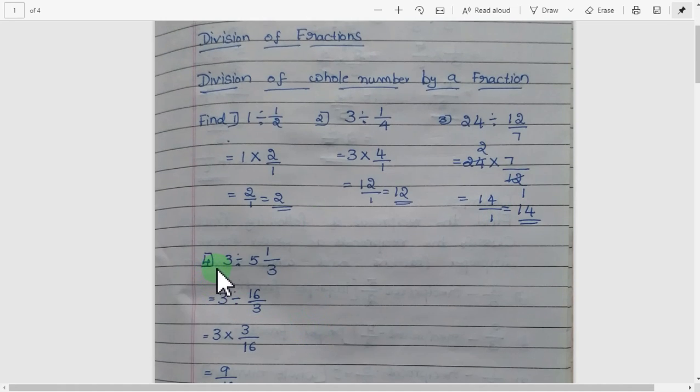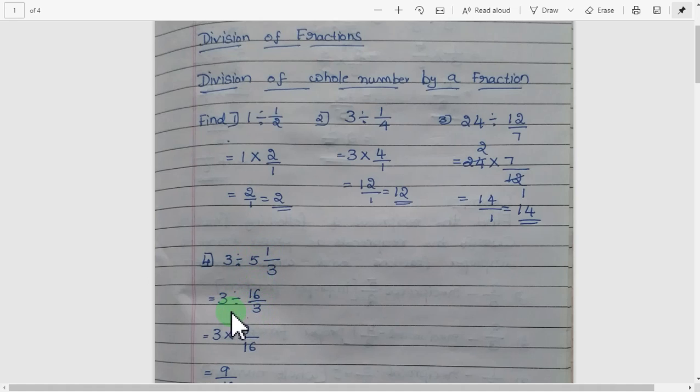Fourth example, 3 divided by 5 1 by 3. Now here it is a mixed fraction. Always when you get a mixed fraction, convert that into an improper fraction. Now here division remains division only, because in this step we are converting the mixed fraction into an improper fraction. So 16 by 3: 5 3s are 15, 15 plus 1 is 16.